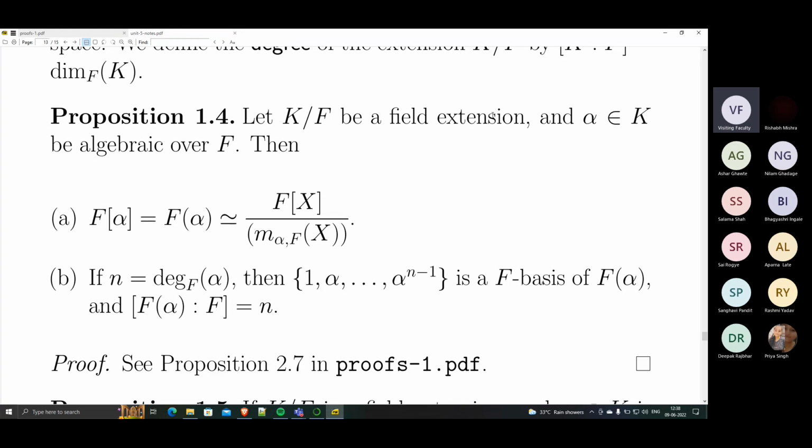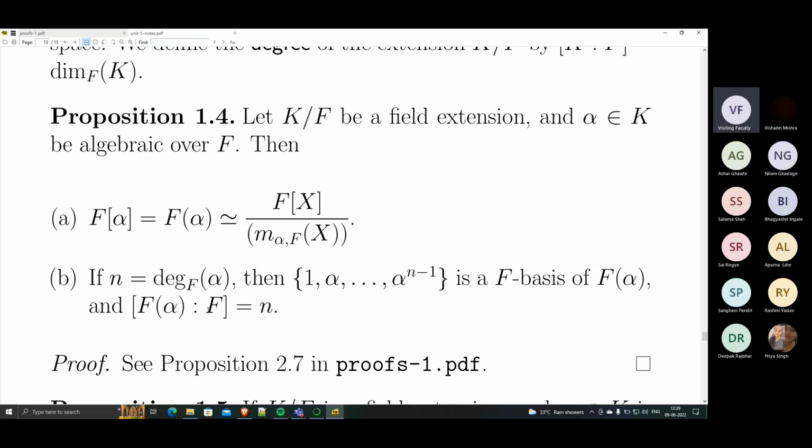The second thing is the fact that F(alpha) is a field over F, so it's a vector space over F, right? And if you say the degree of alpha over F is n, then n itself is the dimension of F(alpha) over F. And what is the basis? Well, just take 1, alpha, alpha squared, up to alpha to the n minus 1. Monomials in alpha up to degree n minus 1. This is an F basis of F(alpha) over F.